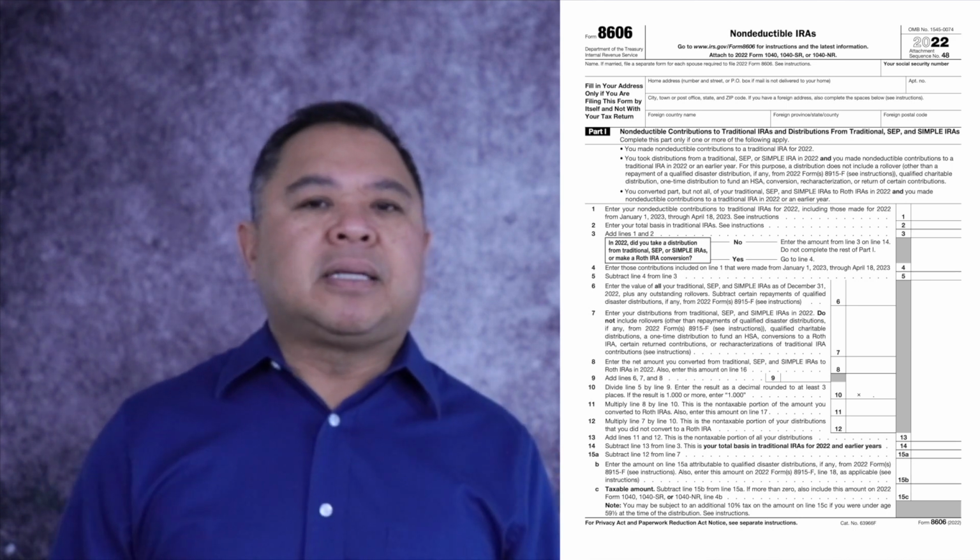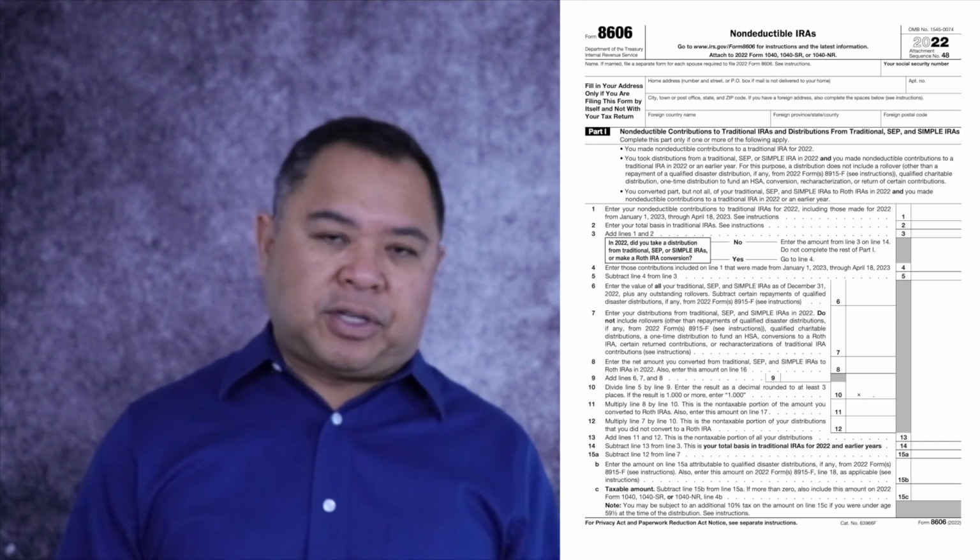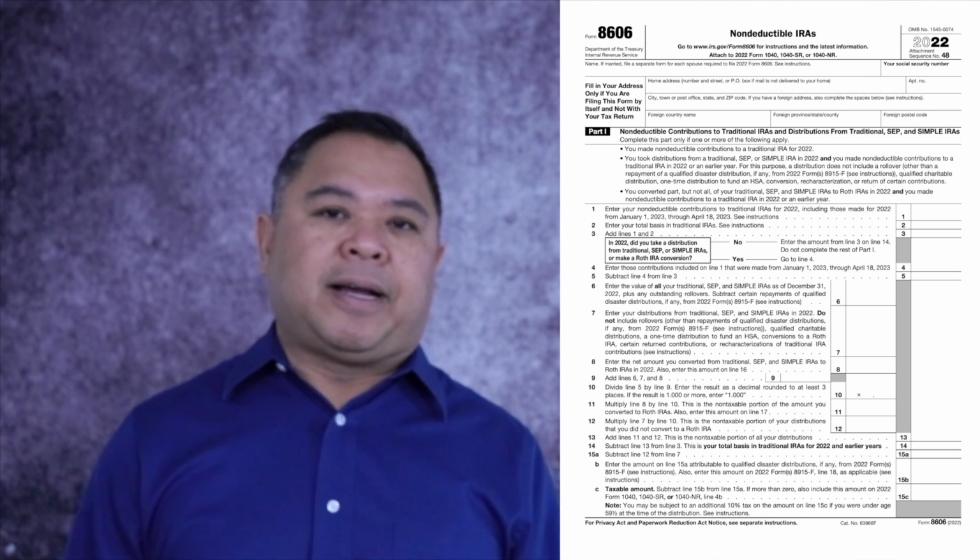The IRS Form 8606 also reports traditional to Roth IRA conversions, as well as it also will assist you in determining what's taxable when you take a distribution from your Roth if it's considered what we call non-qualified.